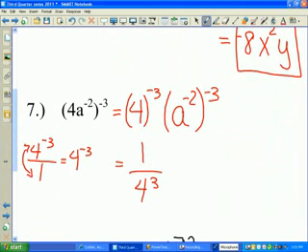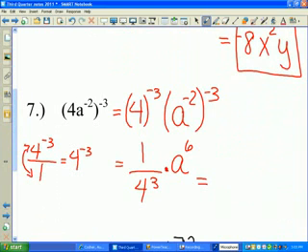Looking over at the a's, I have a to the negative 2 raised to the negative 3. If I do that, my exponents should multiply, which gives me a to the 6th power, because a negative times a negative gives me a positive, and 2 times 3 gives me 6. So these two fractions here, we're actually going to multiply those two together. As a result, we can clean that up.